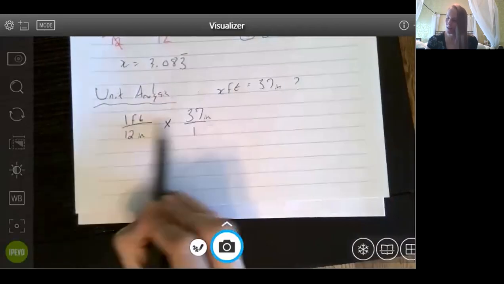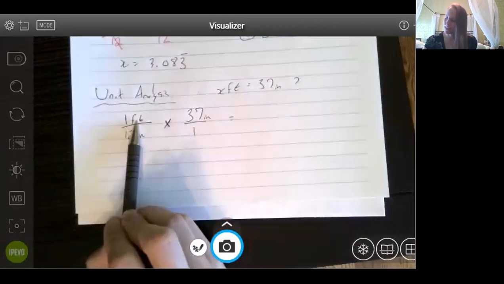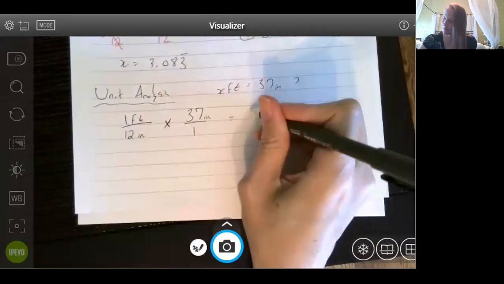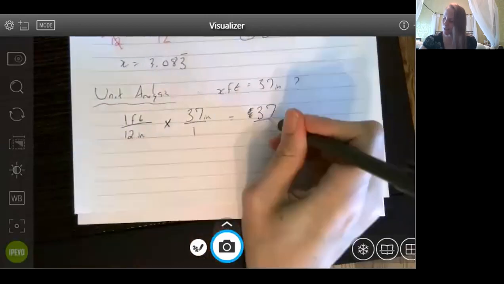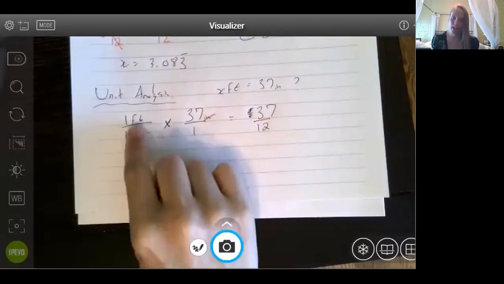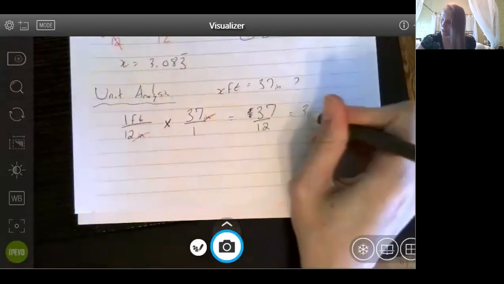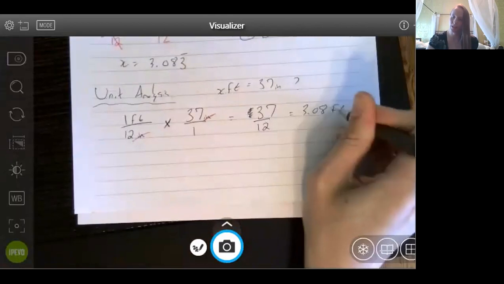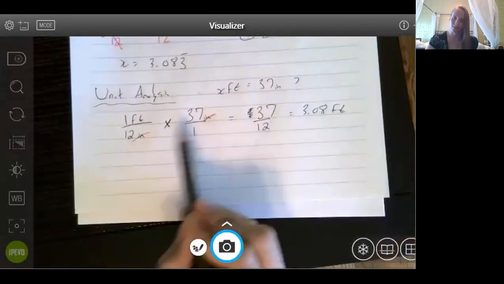Then I just multiply straight across the top and straight across the bottom. So in that case, 1 foot times 37 inches is 37. And 12 times 1 is, of course, 12. And in this case, these inches cancel out because 1 is on the top and 1 is on the bottom. So it's essentially inches divided by inches, which leaves me with 37 divided by 12, which is, again, 3.08-ish feet. So the only unit that gets left behind is the unit that's in my final answer. The other 2 units cancel out.